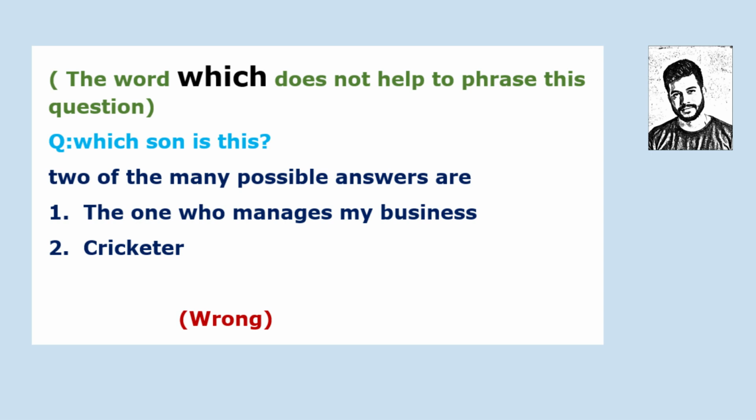The word which does not help to phrase this question. You ask, which son is this? There could be many answers. One of them could be, oh, he's the one who manages my business, or he's the cricketer. So I think these two answers are not what we want. We are simply asking, what is his number?